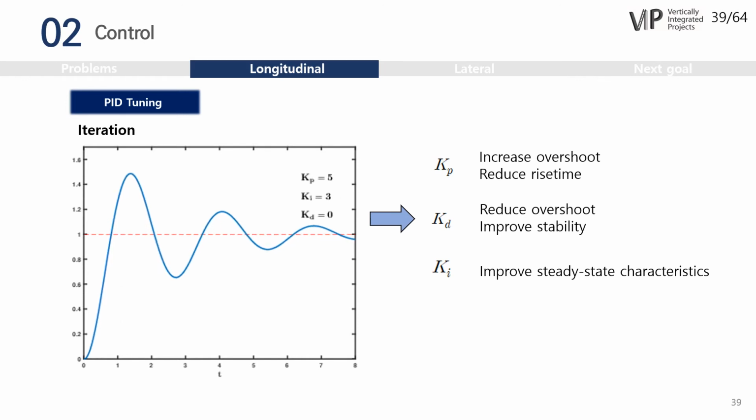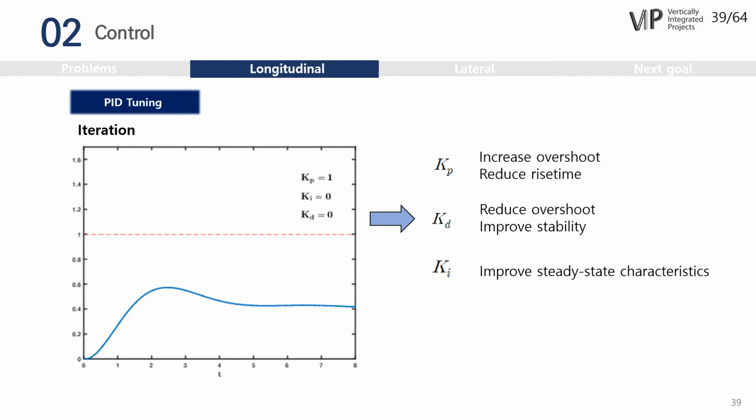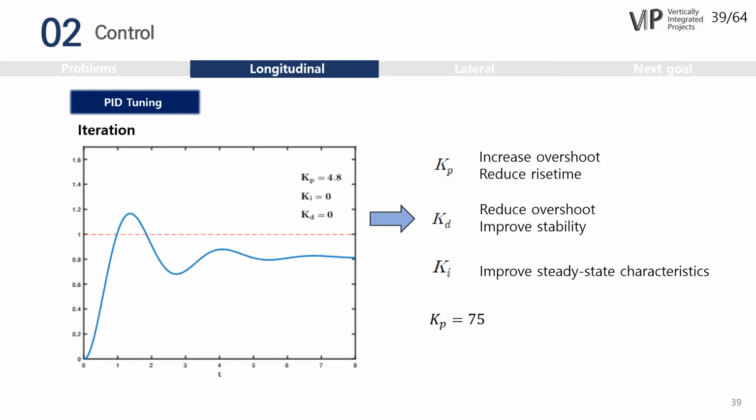As a result, the P gain was increased to increase the reaction speed to the target value, and D gain was properly increased to secure stability. Through this process, we finally obtained these values.